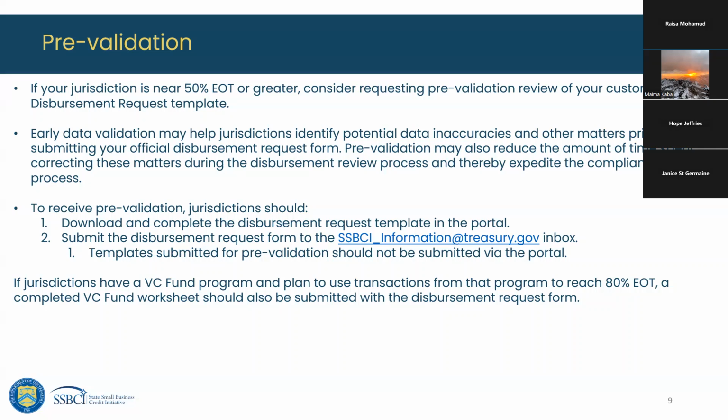And again, it will reduce that overall time it'll take. So to receive pre-validation, it's very easy. Go ahead and download and complete the disbursement request form in the portal. And then, importantly, you'll submit the disbursement request form to the SSBCI inbox. So for early data validation, you should not submit the disbursement request form in the portal. If it's submitted in the portal, it will be treated as if it is an official disbursement submission. So if you want early data validation, please send it to the SSBCI information inbox email, and we will complete pre-validation for you.